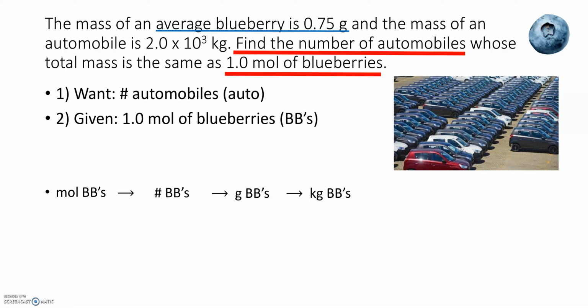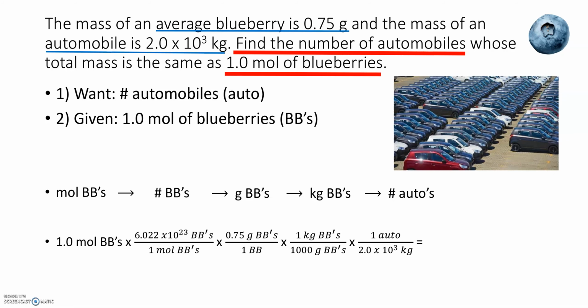I know that there's 1,000 grams in 1 kilogram. And now that I have kilograms, I see that there's 2.0 times 10 to the third kilograms per automobile. So from kilograms, I can convert that to the number of autos in that mass ratio. So what does that look like?